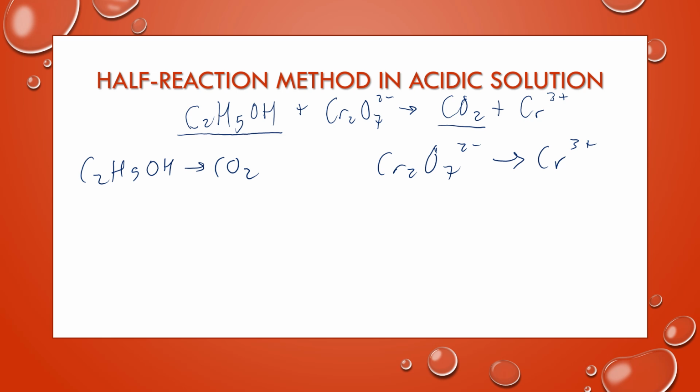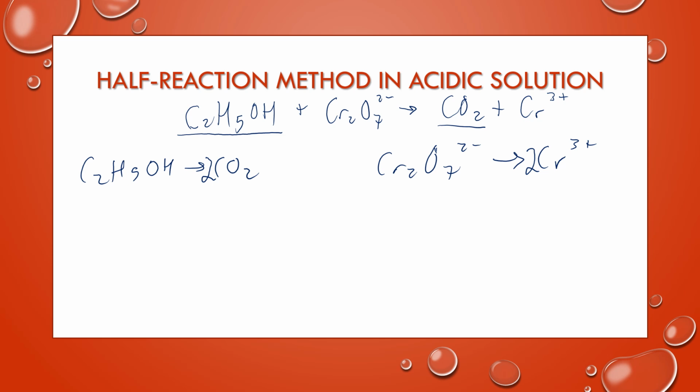The next thing you have to do is balance the atoms that are not hydrogen or oxygen. So I have 2 carbons on this side. I need to make it so there's 2 carbons on the product side as well. There are 2 chromiums on the reactant side, so I need 2 chromiums on the product side. Once I get all of the other atoms balanced, then I can go in and balance oxygen. And I do that by adding water molecules.